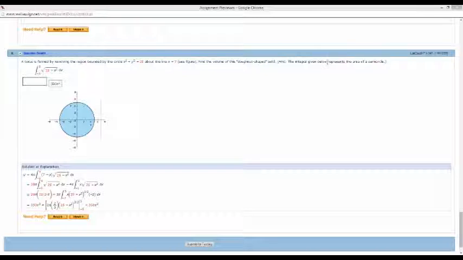The integral given below represents the area of a semicircle. So if we just use geometry, we've got a radius of 5, and to know this area, that's pi r squared. So pi times the radius squared would give you the area of this entire figure. It says this integral represents the area of the semicircle, so it's just this top area.